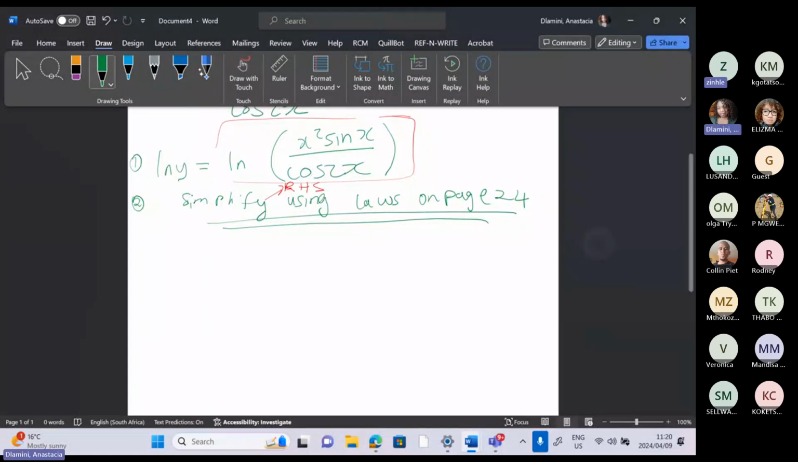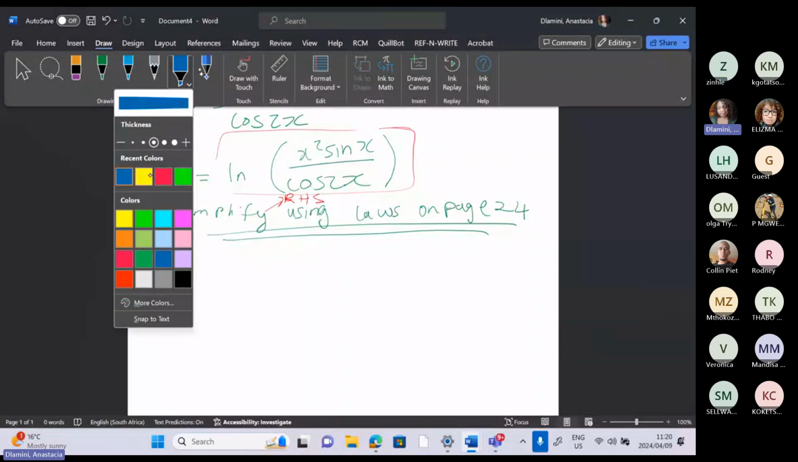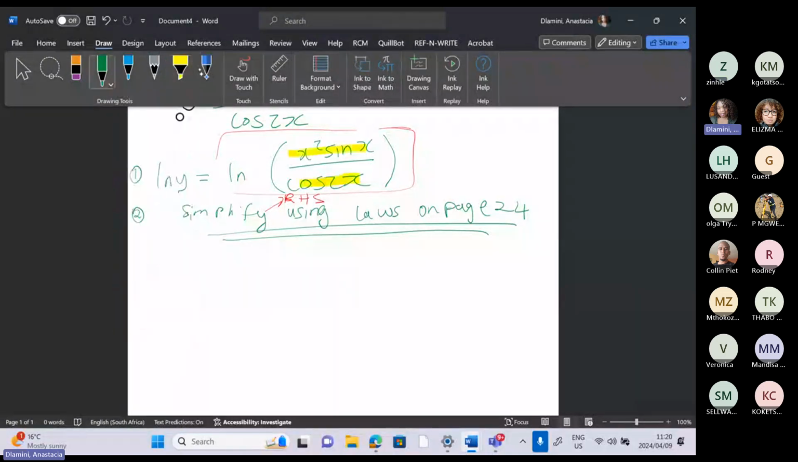Now, the first thing here, we see it's this over that, isn't it? That's the first step. Are we all together? Yes or no? This function over that function. Yes. So meaning that this will be ln of y is equal to, let me just write it here, x squared sine of x over cos of 2x.